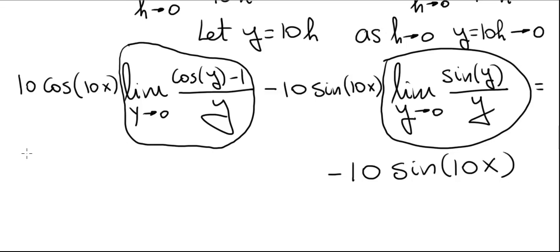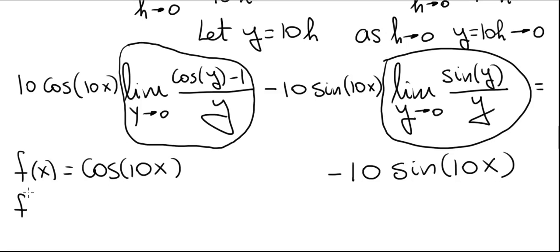So let's summarize. If f of x is equal to cosine of 10x, by definition of the derivative, we just found out that f prime of x is equal to minus 10 times the sine of 10x.